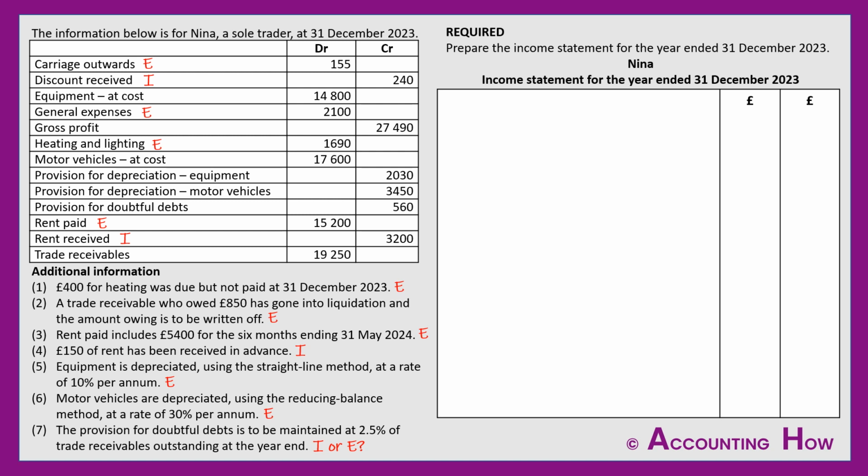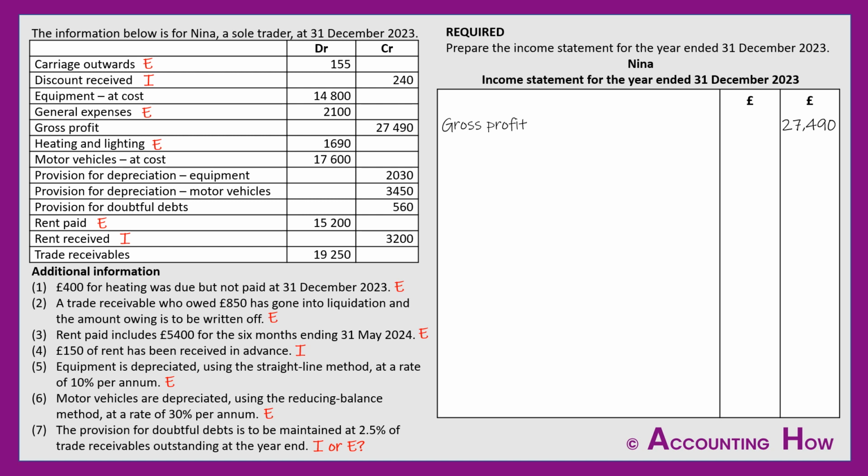So just a little bit of planning helps us read through the question and be prepared for some of the things we've got to deal with. So let's start putting things in then. As we said, we've already got our title ready, and we're going to pick up with her gross profit because, as we've said, she's already done the trading section.